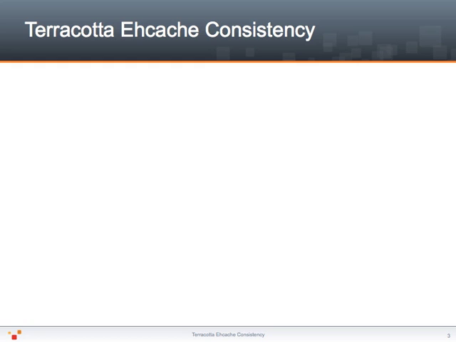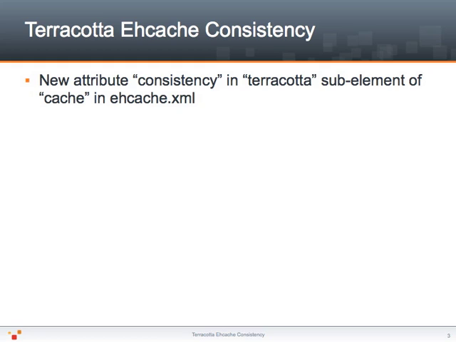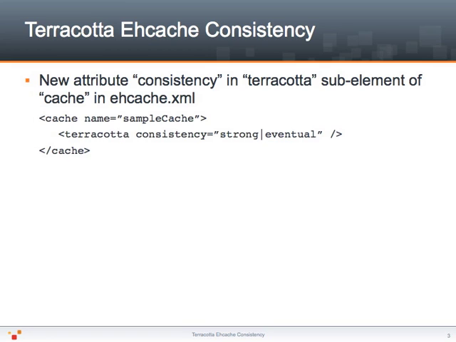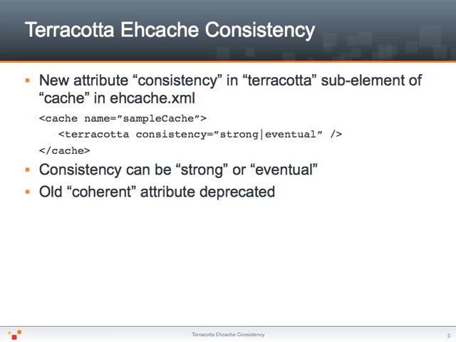Today, I'll be talking about the new ehcache consistency options introduced in this release. A new attribute consistency has been added for Terracotta clustered caches. You can specify the attribute in the Terracotta element for each of your Terracotta clustered caches in your ehcache.xml. The attribute can take values of strong or eventual. The old coherent attribute has been deprecated and the new consistency attribute should be used instead.